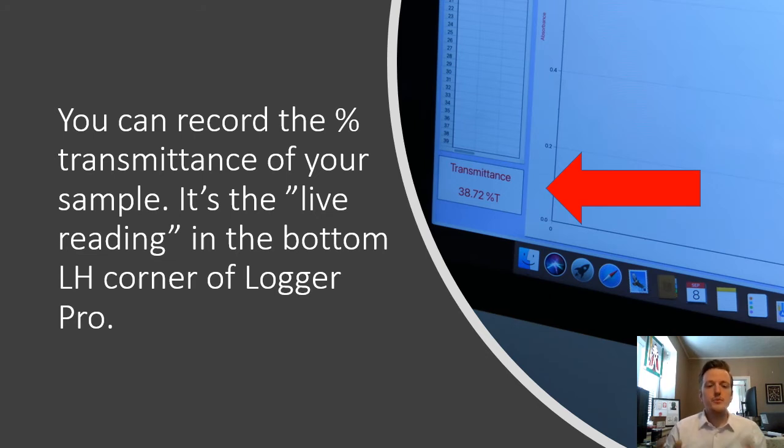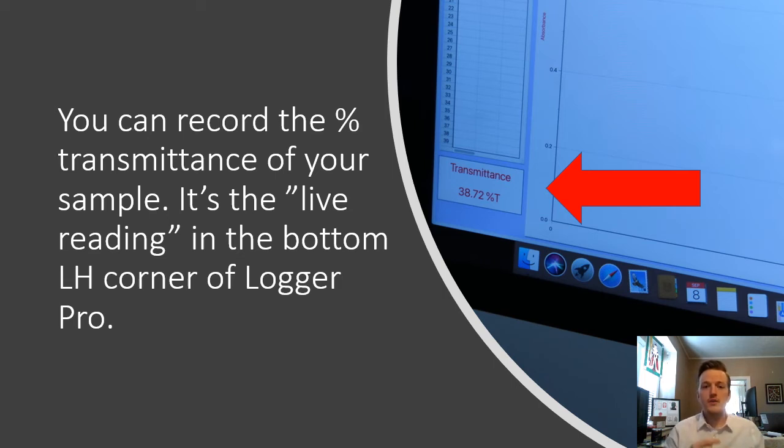So this is where, again, you need to really think through what's happening. You're going to record the percent transmittance. It'll be a number between 0 and 100. And the transmittance is the amount of light that is able to get through the solution.